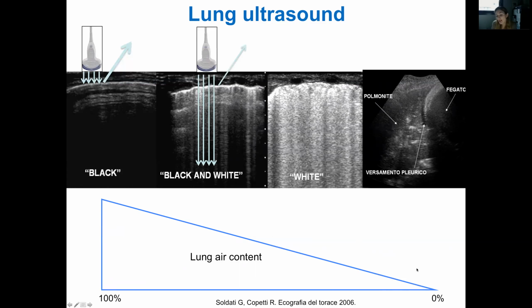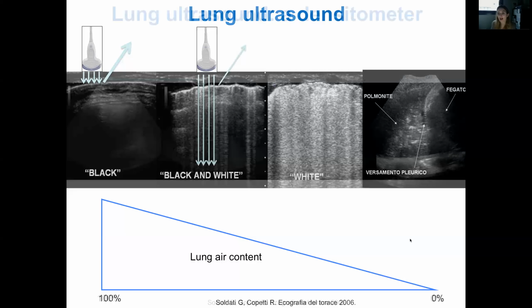And if you lose even more air content, you may change from this world of pulmonary ultrasound artifacts, which are anyway meaningful from a clinical point of view, to the world of the direct visualization of the pulmonary parenchyma. So, for example, if you have a consolidation, you actually see the consolidation. You see the consolidated parenchyma.